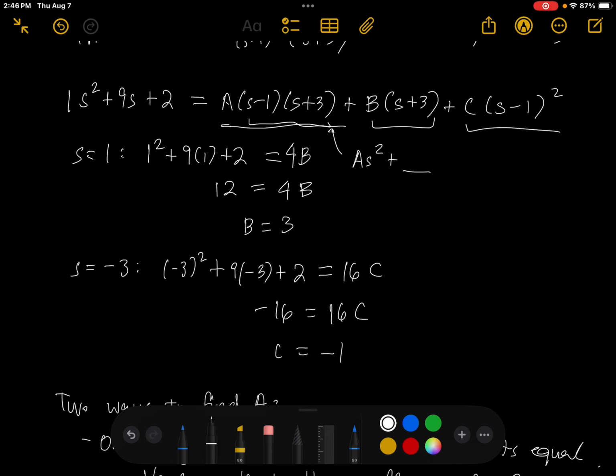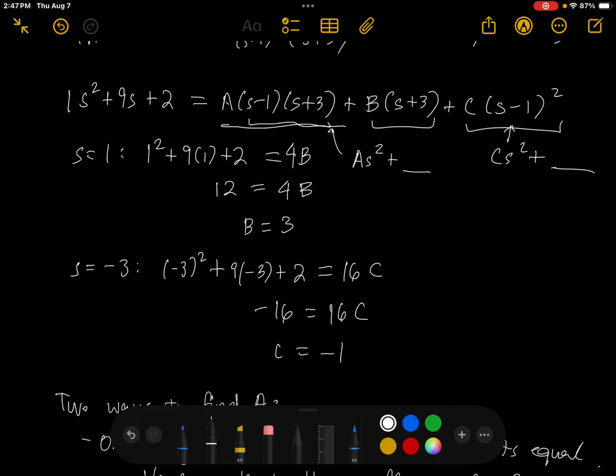What happens if you do this? The c times s minus 1 squared. Well, the s minus 1 squared, that's going to give you s squared plus something, plus lower degree terms. And then when you multiply by the c, you're going to get cs squared plus something s plus a constant. You're not going to get any other s squared terms. So when you distribute this whole thing out, you're going to get an as squared, and you're going to get a cs squared, and that's it. You're not going to get any other s squareds out of the multiplication.